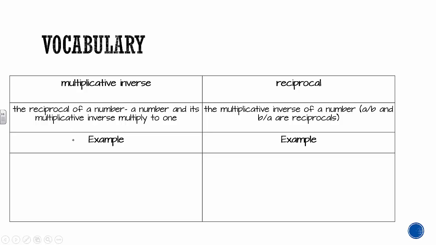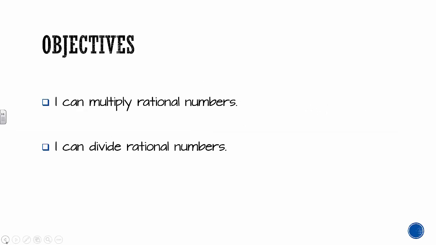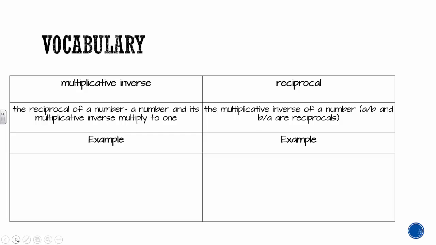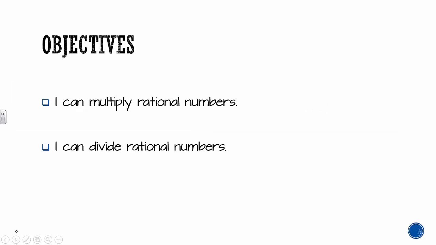So remember, with an additive inverse, it would always sum to 0. This time, it's to 1. And remember, the reciprocal of a number is just the number flipped around. So a divided by b and b divided by a are reciprocals of each other. So only two objectives. By the end of this lesson, you should be able to multiply rational numbers and divide by rational numbers.